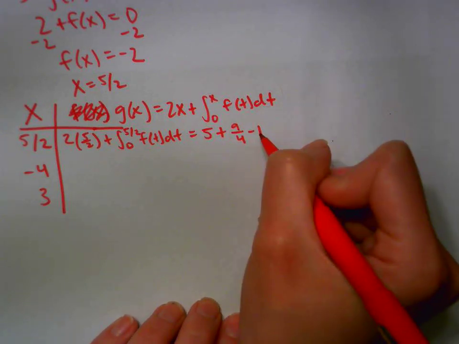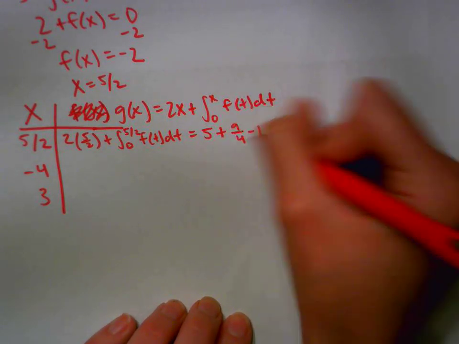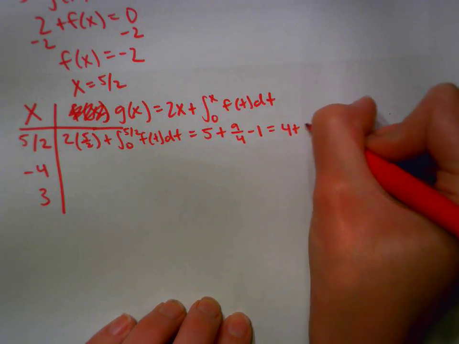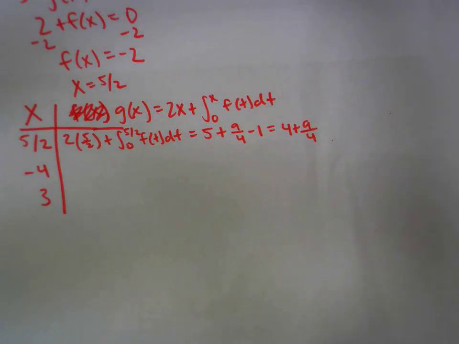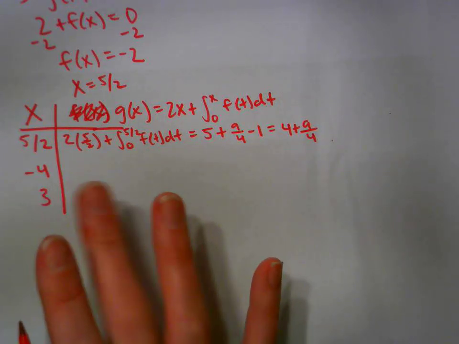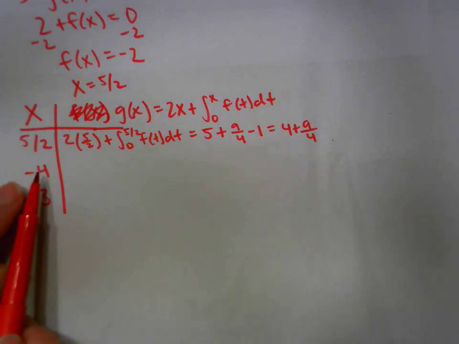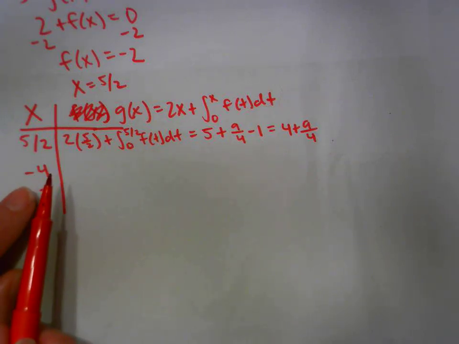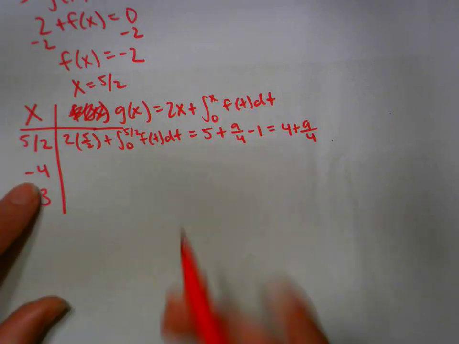And then I would go and work with my whole numbers, so that's the same thing as 4 plus 9/4. You can try to get that as a decimal, or I'm just going to hold it there and see if I need to get it farther to figure out my answer. Okay, so we're going to go through and do the same thing for -4. I know it seems like a lot. It is a lot.